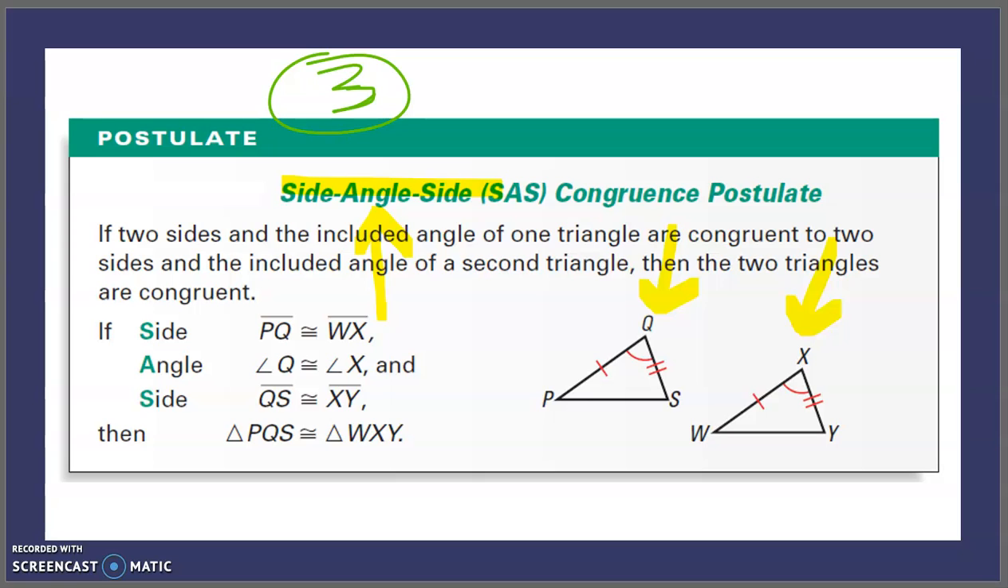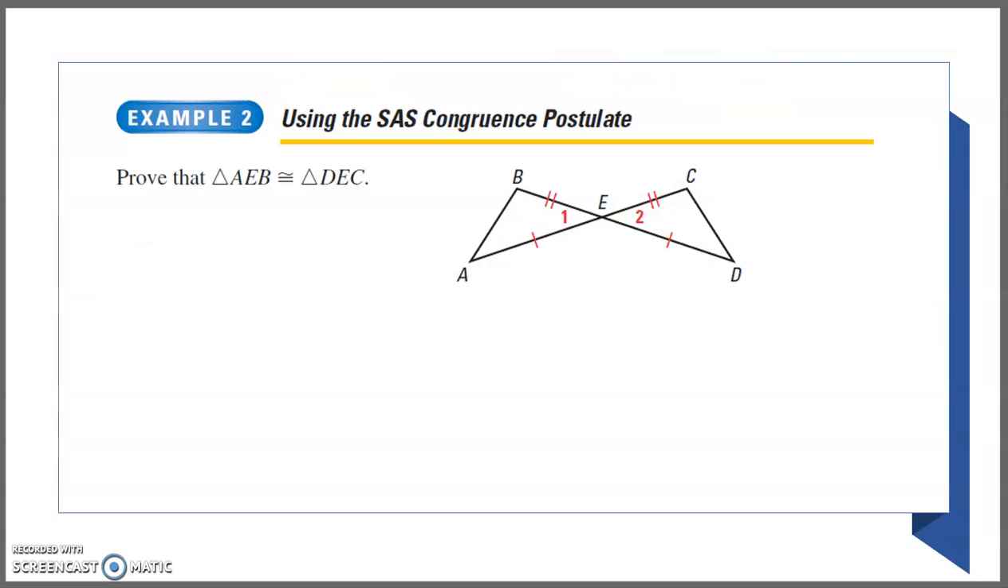If the angle weren't in between, then this would read as ASS. That should be a clear indication that you are not using the correct postulate. That's why the angle has to be included. All right, so let's play around with this idea. We're going to prove that these triangles are congruent. Let's set up our statements and our reasons column.